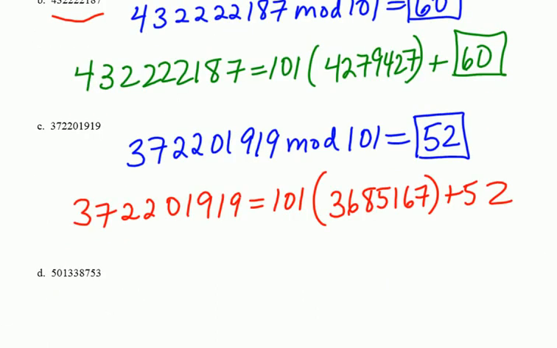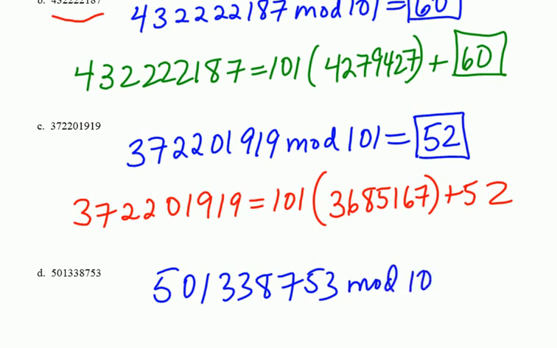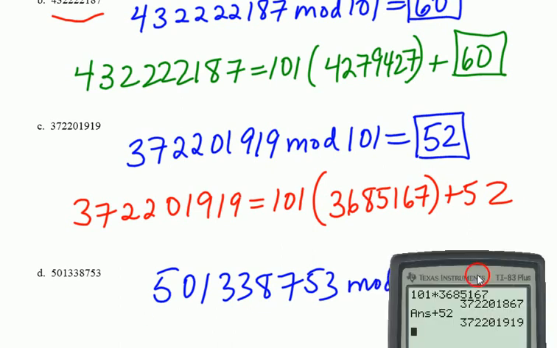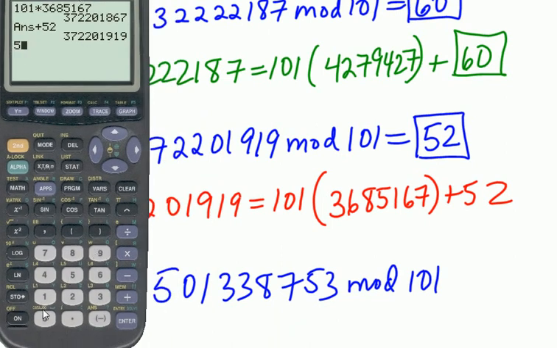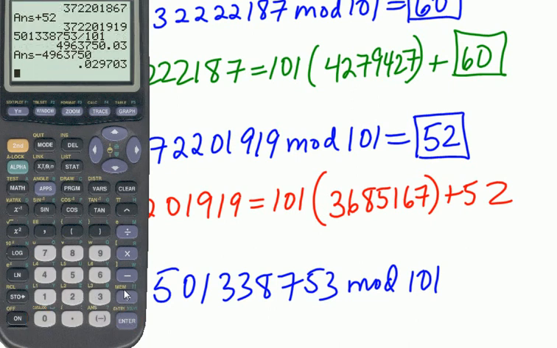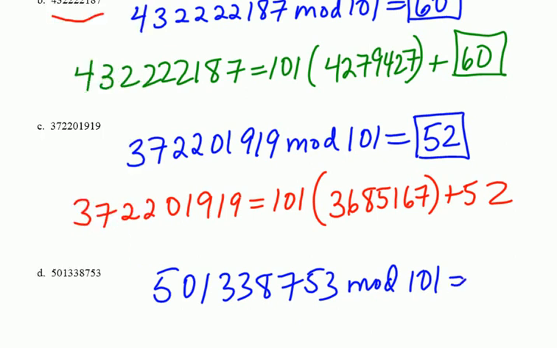Okay, so the last one we won't bother with the division algorithm for. We'll just do it really fast. 501338753 mod 101, really quick on the calculator. We say 501338753 divided by 101. Take off the integer component. We are left with the fractional component. Multiply that by 101. And so we must be getting 3 back as our answer.